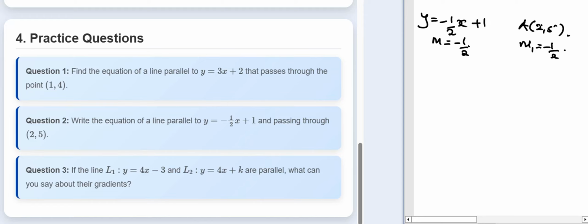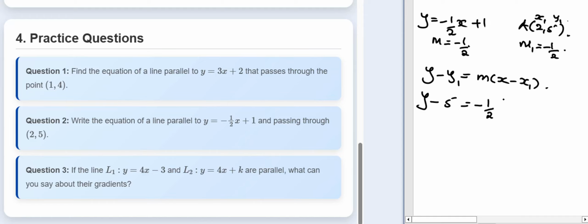So to find the equation of this line, I can also call this one x1 and this one y1. And from there, I have my formula where I said y minus y1 is equal to m into x minus x1. So I apply y minus y1, which is 5, is equal to m, which is negative half, into x minus x1, which is 2.